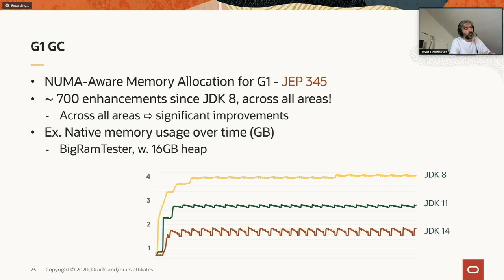So throughput, footprint, latency, and so on and so on. So that's something that you need to consider if, obviously, those GC characteristics are important to you. You need to think about moving to a newer version of the platform.